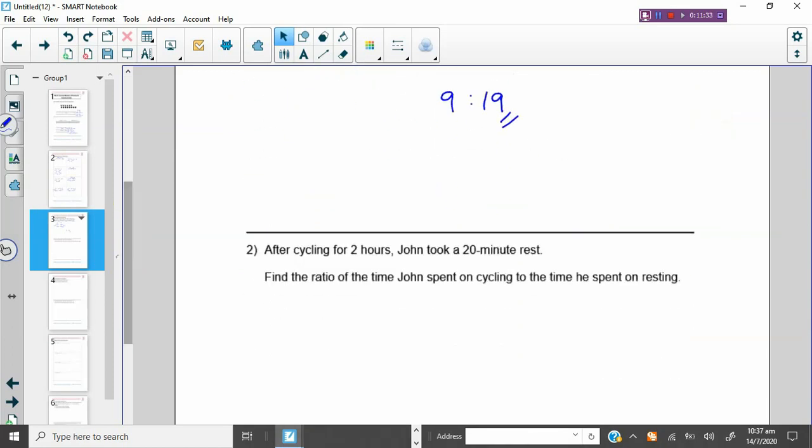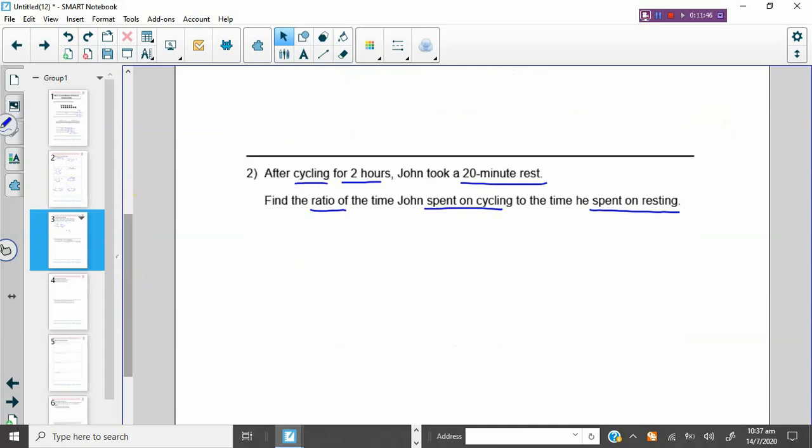After cycling for 2 hours, John took a 20 minutes rest. Find the ratio of the time John spent on cycling to the time he spent on resting. So same thing, you have to label the ratio. Every time you see a ratio problem, you need to write out the ratio. So cycling to the time he spent on resting. And you have 2 hours and 20 minutes.